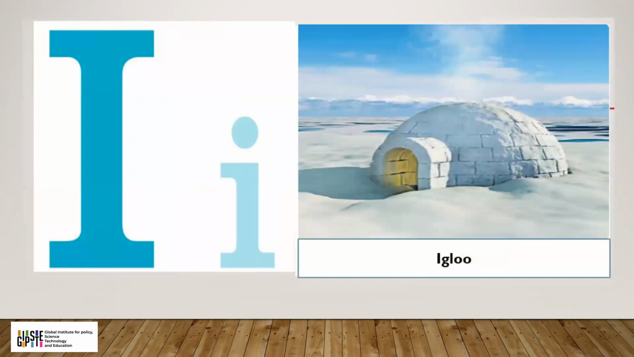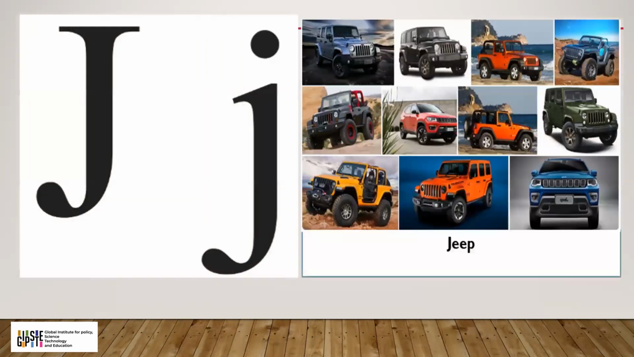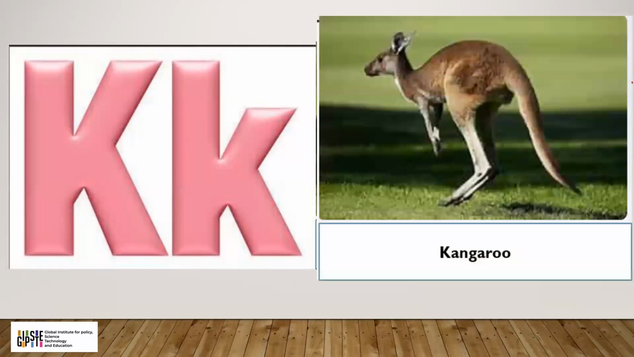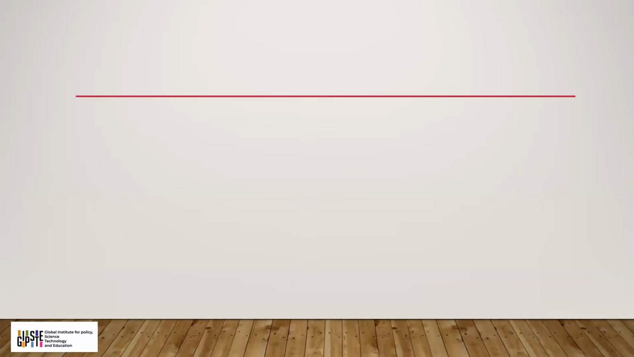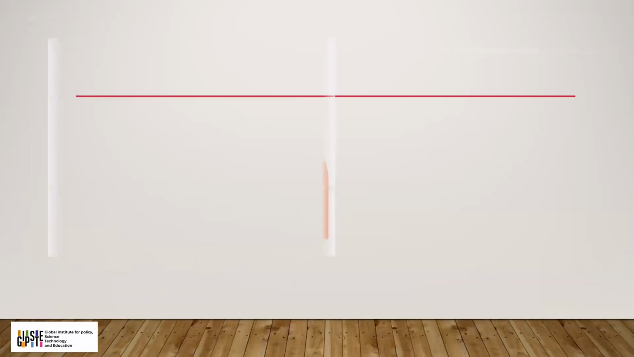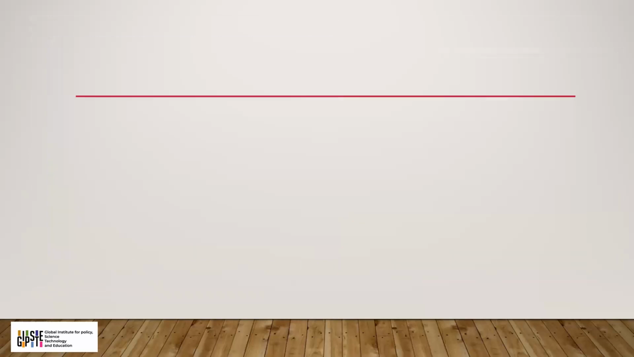I. I is for igloo. J. J is for jeep. K. K is for kangaroo. L. L is for lamp. M. M is for mango.